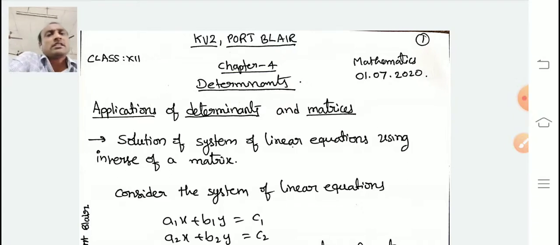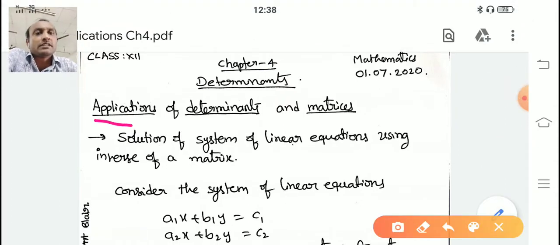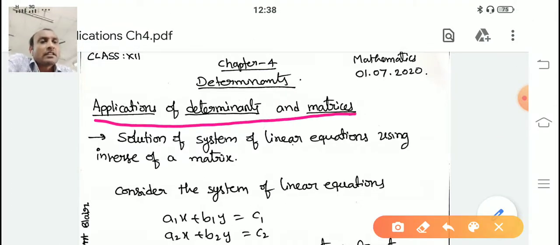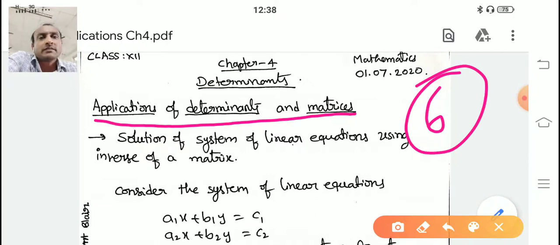This session is about the PDF which I sent you, the applications of determinants and matrices. Based on this, surely a maximum of 90% we are getting a 6-mark question in the board examination. So, it is very important and easy to understand. So, there may be an option like that.